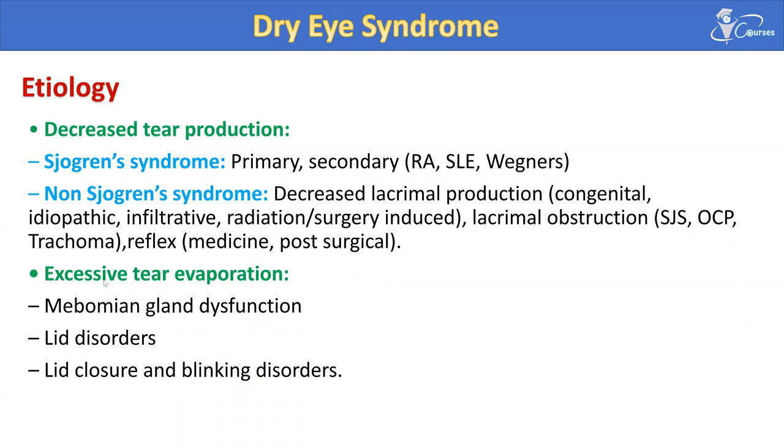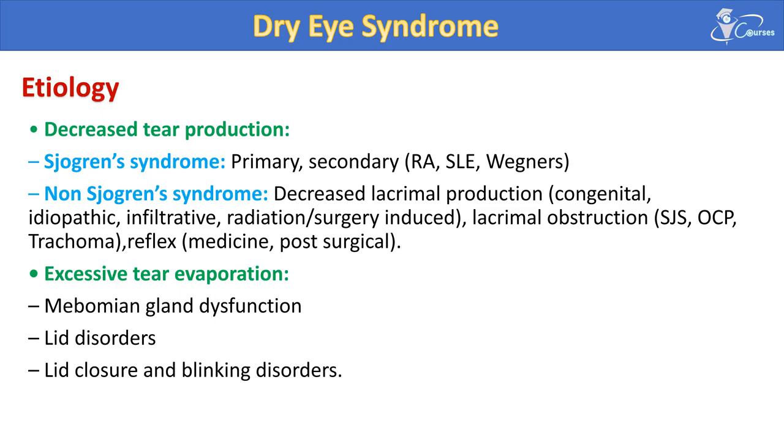The excessive evaporation is the second etiology, which can be due to meibomian gland dysfunction, as meibomian gland dysfunction will affect the lipid layer, and the lipid layer is the layer which is responsible for decreasing the evaporation of tears. So this is very important.